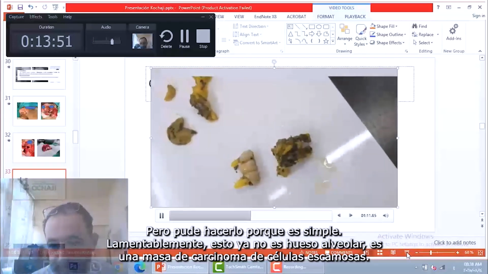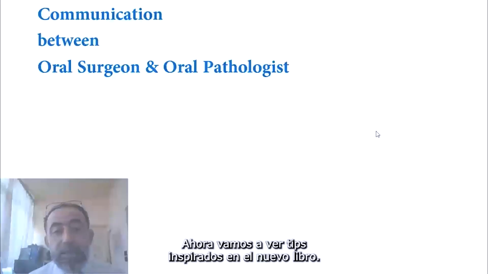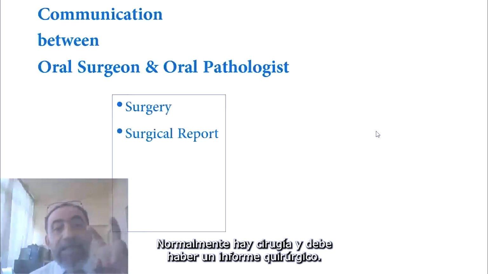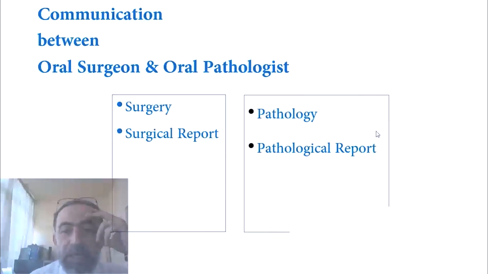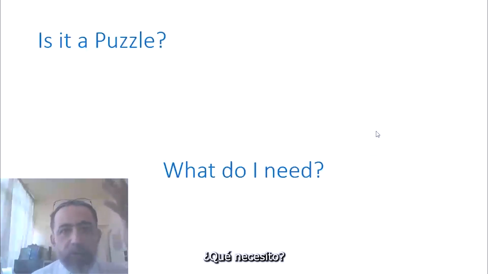Okay, free surgical margins. Now let's inspire the new book. Communication between oral surgeon and oral pathologist. Normally there is surgery and there should be a surgical report. There is pathology and there should be a pathological report. Is it a puzzle? What do I need?